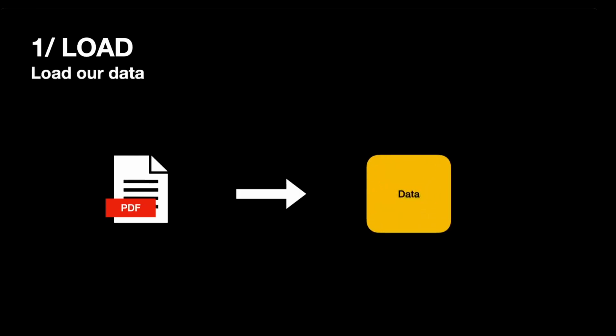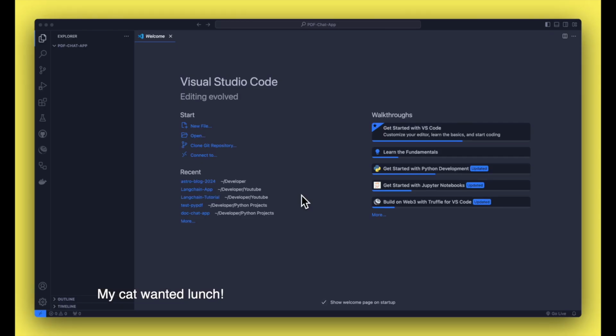So step 1, loading. Loading is loading our data. So in our example application, it's going to be a PDF. What that looks like is we have a PDF file, and then we're just going to load that as data into our application. So we're going to hop into some code now. We're going to set it up so we can load in a PDF file. All right, so we're going to hop into coding.